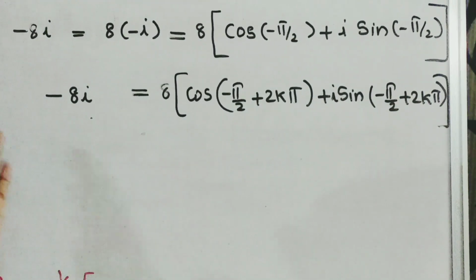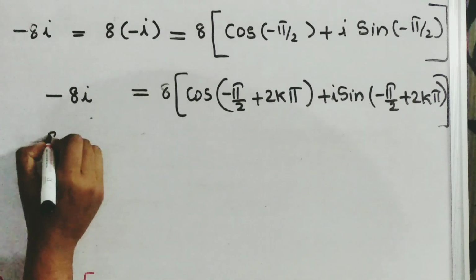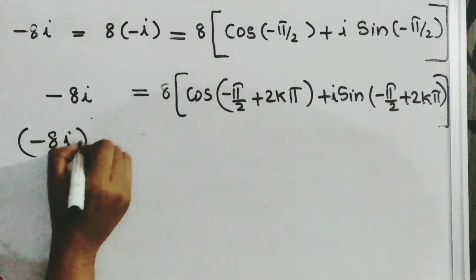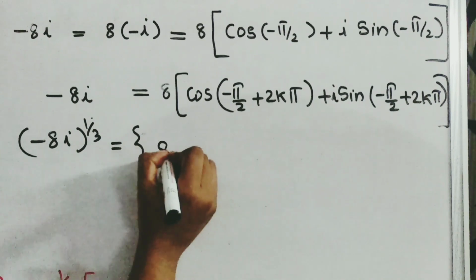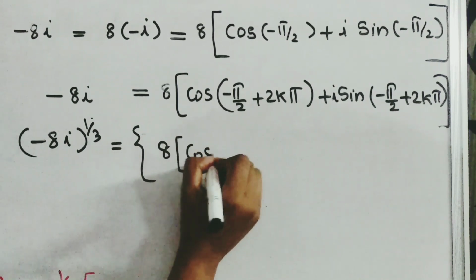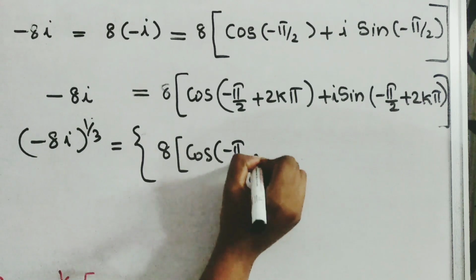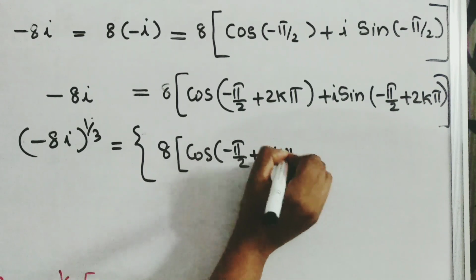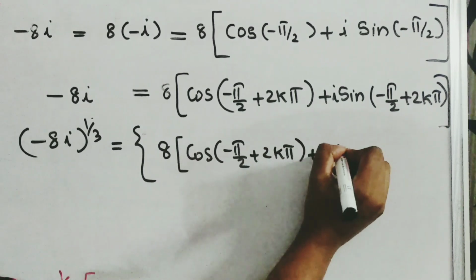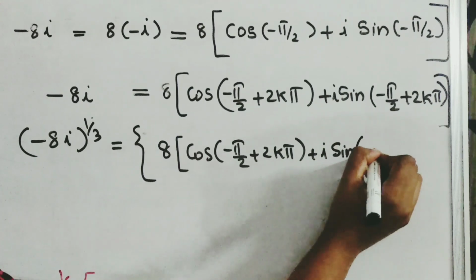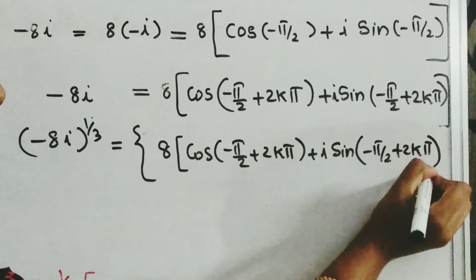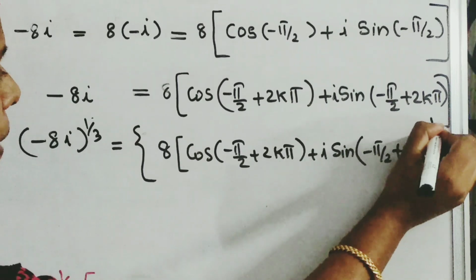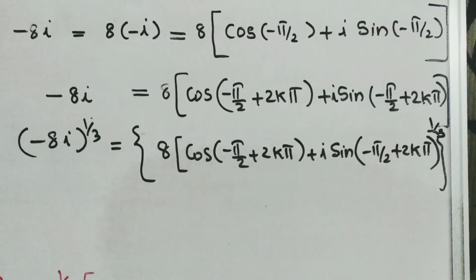Now taking the cube root on both sides. We can write (negative 8i) whole raised to 1 by 3 equal to 8 into (cos of negative pi by 2 plus 2k pi, plus i into sin of negative pi by 2 plus 2k pi), whole raised to 1 by 3.